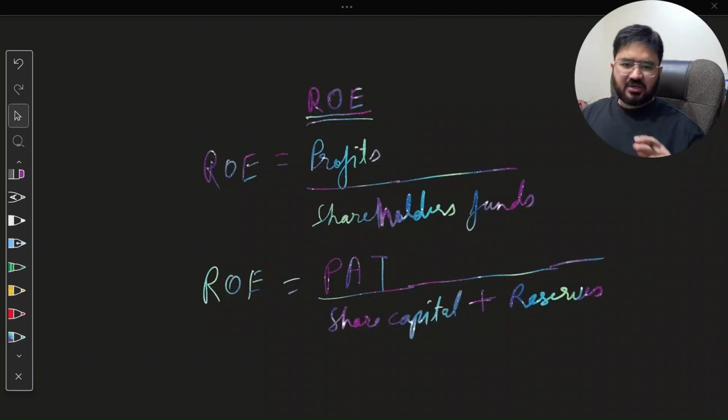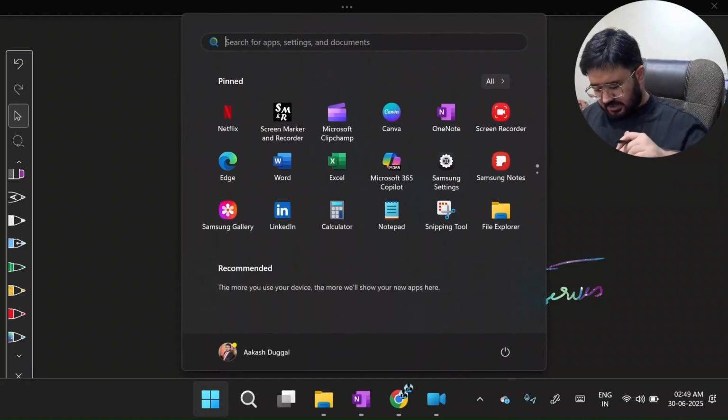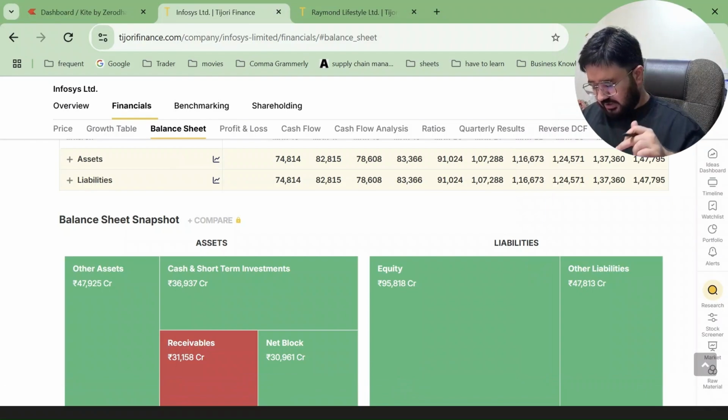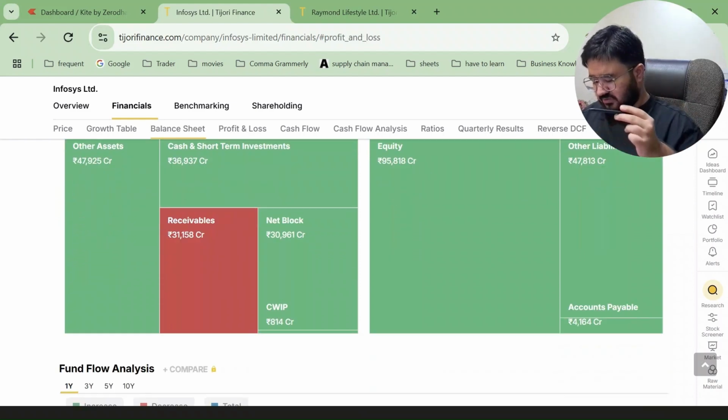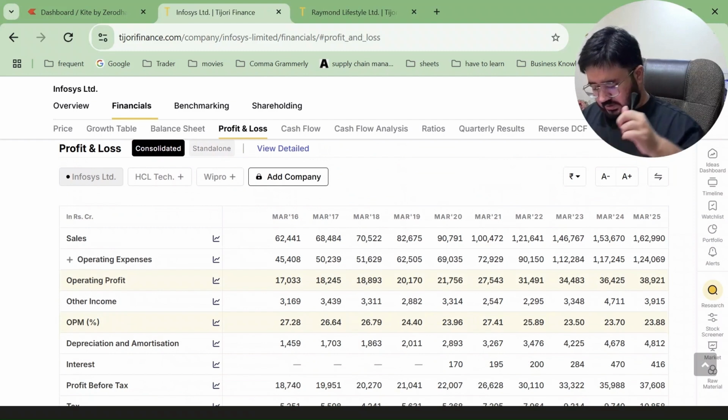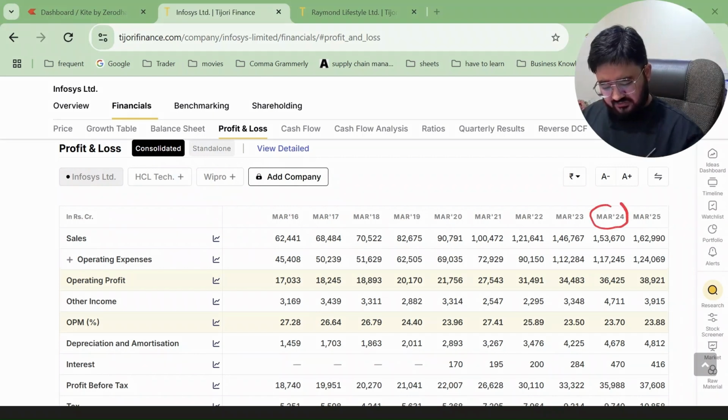So now let's first calculate ROE. Let's go directly to the website and calculate the return on equity for Infosys. The first thing we need is PAT. We will get PAT from the profit and loss. Let's calculate it for March 2024. So let's go down.